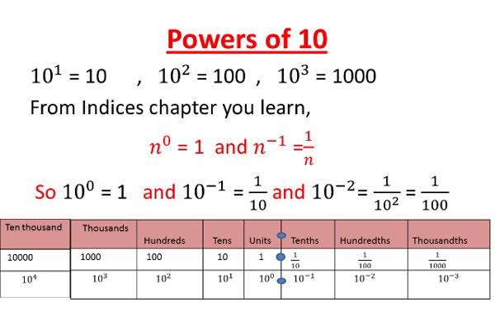So we can rewrite the headings of the usual place value table like this. 10,000 is the same as 10 to the power of 4, 1000 is the same as 10 to the power of 3, 100 is the same as 10 squared, 10 is the same as 10 to the power of 1, and unit 1 is 10 to the power of 0. 1 over 10, or 0.1, is the same as 10 to the power of minus 1, 1 over 100, or 0.01, is the same as 10 to the power of minus 2, 1 over 1000, or 0.001, is the same as 10 to the power of minus 3.